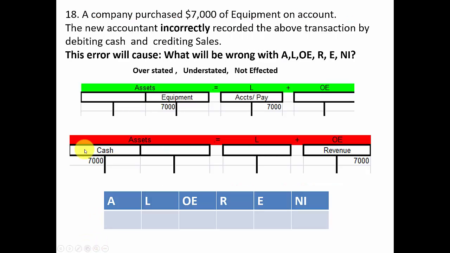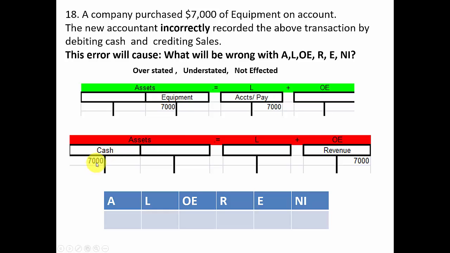Number 18. The company purchased $7,000 of equipment on account. The new accountant incorrectly recorded the above transaction by debiting cash and crediting sales. Now, we should have debited equipment and credited accounts payable because we bought some equipment on account. That is, we charged it or whatever. So we should have increased an asset and increased a liability. Instead, here's what we did.